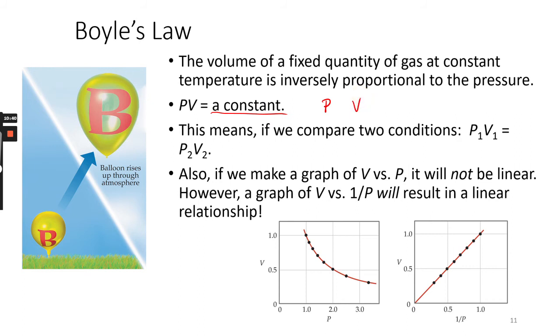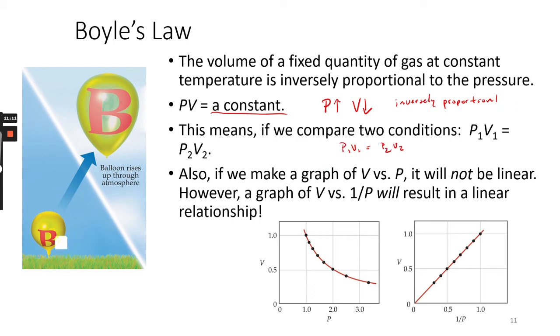As the pressure increases, the volume decreases. If you're squeezing a balloon, the volume is going to decrease. So these two variables are inversely proportional. So the equation, because when you multiply them you get a constant, is P1V1 equals P2V2. Your initial pressure and volume will be equal to your final pressure and volume.